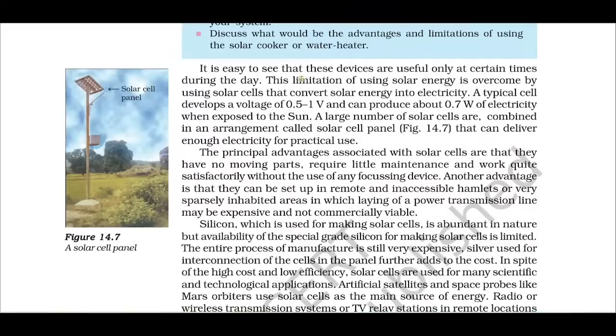The limitation of using solar energy is that the sun radiates sunlight only during the daytime, right? It is very difficult to harness solar energy during night. To overcome this problem, we use solar cells that convert solar energy into electrical energy. A large number of solar cells are combined in an arrangement called a solar panel.